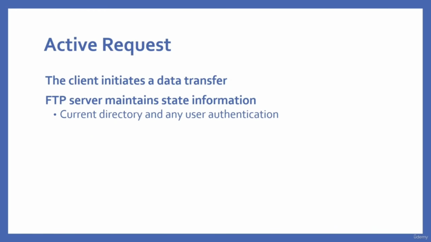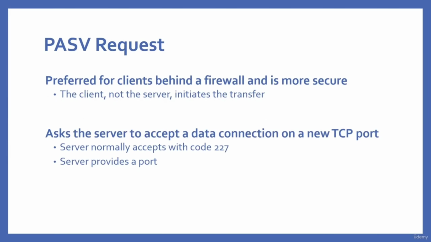Classic FTP uses what's called an active request, meaning the client initiates that data transfer and the FTP server maintains state information such as current directory and any user authentication. However, most likely you are going to see a passive request, and this is preferred for clients that are behind a firewall as it's more secure, because the client, not the server, initiates the transfer. Basically, the client says to the server, you sit back, I will do the driving.